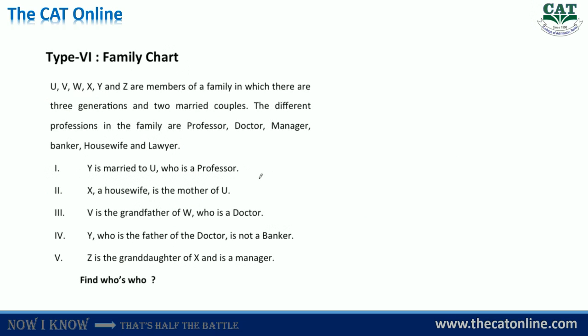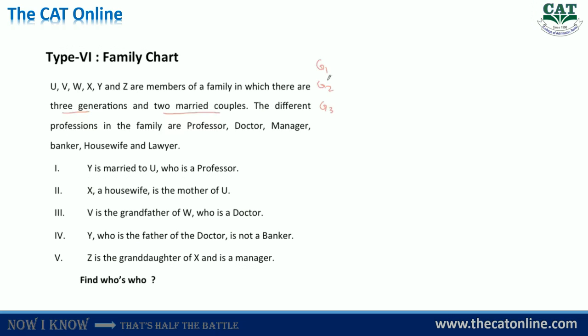Then we come to another very common and important question, which is family chart. You see, there are 6 members given to you, U, V, W, X, Y, Z, and they are spread across 3 generations, and we have 2 married couples in this. So there will be 3 generations, generation 1, generation 2, and generation 3. So 2 married couples are there.